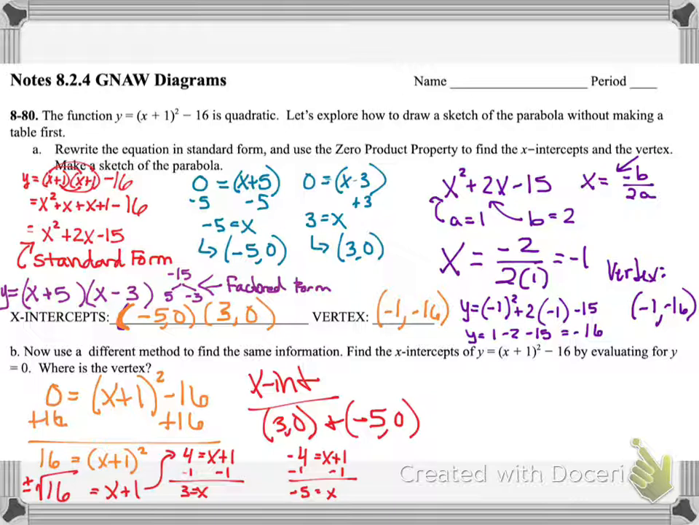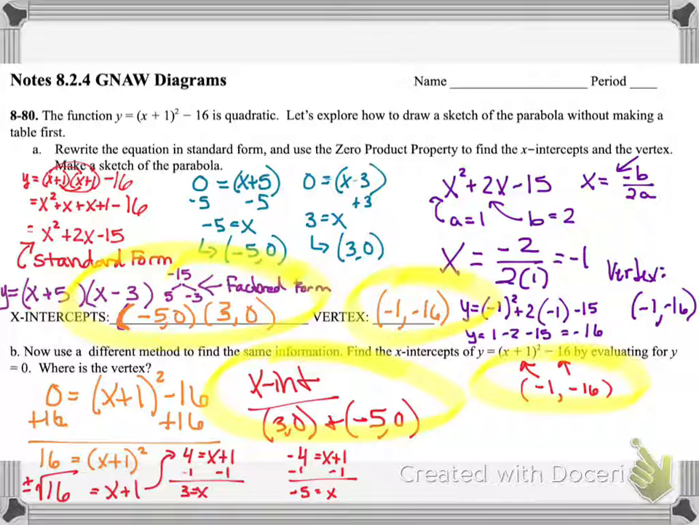And then my vertex, I can get that straight from the form. So remember, your vertex, your x value, you have to switch that sign for your x and then leave the -16 as is, and there's my vertex. So that's me getting the same information. My x-intercepts here, I could do that when I set equal to 0, or I could put it in standard form and then factor it and set it equal to 0. And then also, I could either get the vertex straight from the equation, or I could put it into standard form, use the vertex formula, and do it that way.